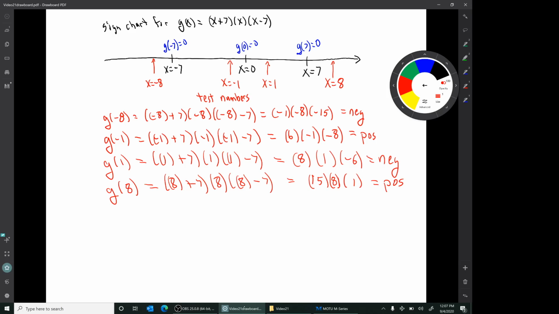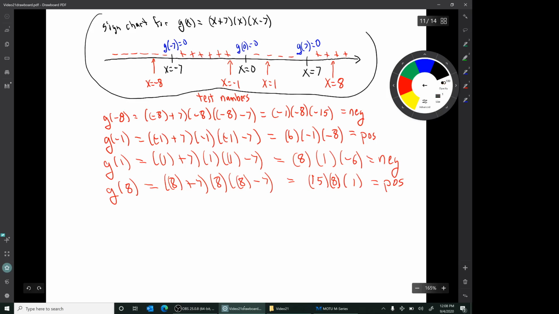So on this leftmost interval, we have a bunch of minus signs. And then we have an interval of all plus signs. And then an interval of all negative signs. And an interval of all plus signs. And our sign chart is done, so I'm going to circle it. And again, notice that the sign chart has a title, and I have the behavior at the partition numbers indicated.